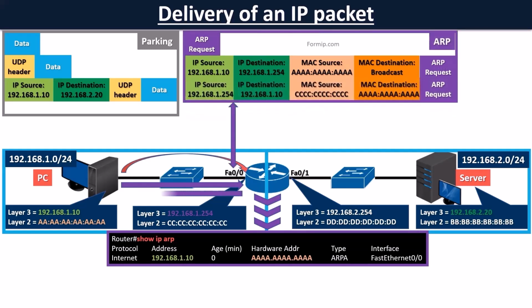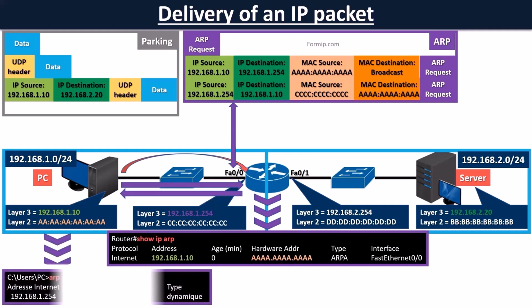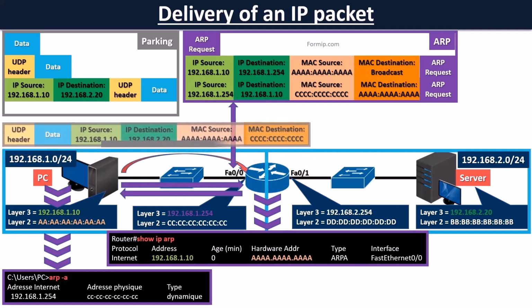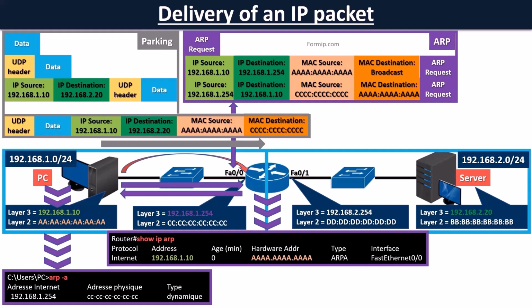The router then processes the ARP query by replying to the PC that it is indeed 192.168.1.254, with a MAC address with only C's. The PC receives the ARP response to its own request and adds it to its ARP table. The frame that was waiting is sent with the IP address and the source MAC address of the PC.